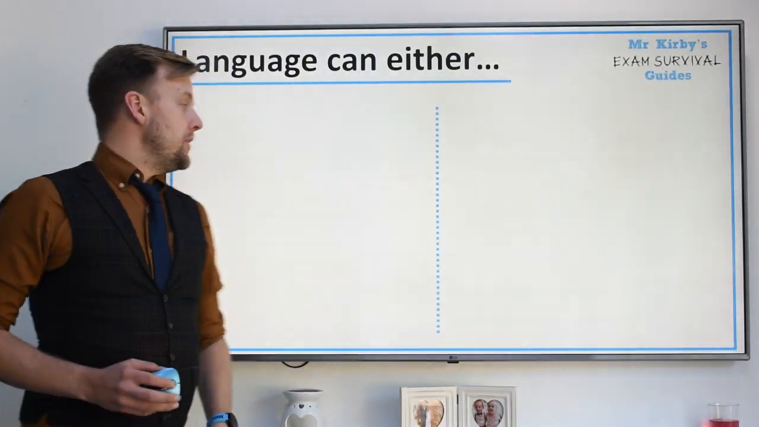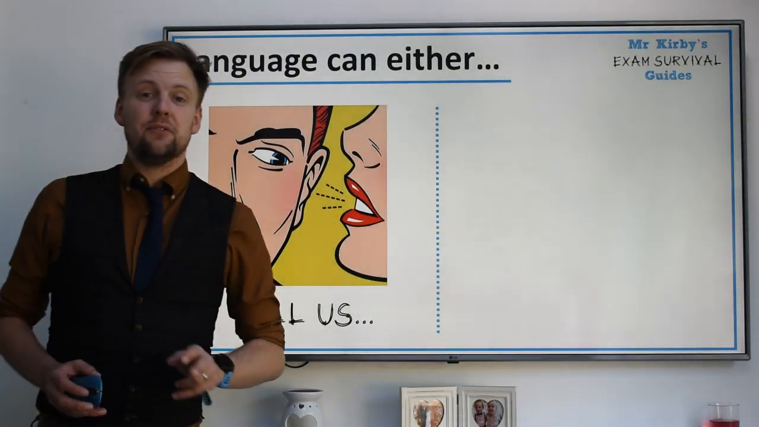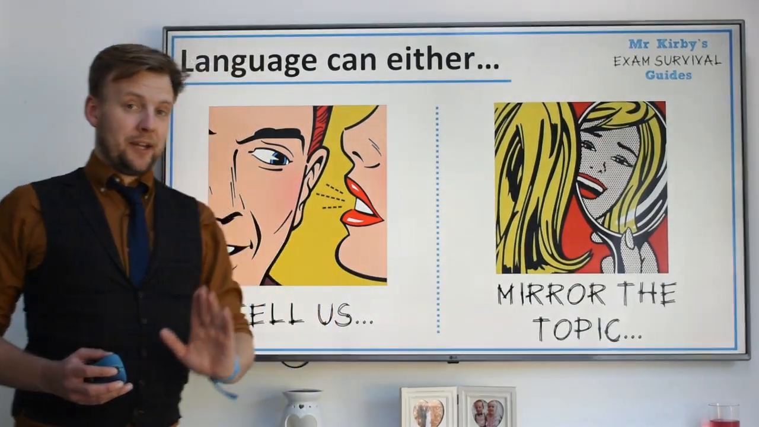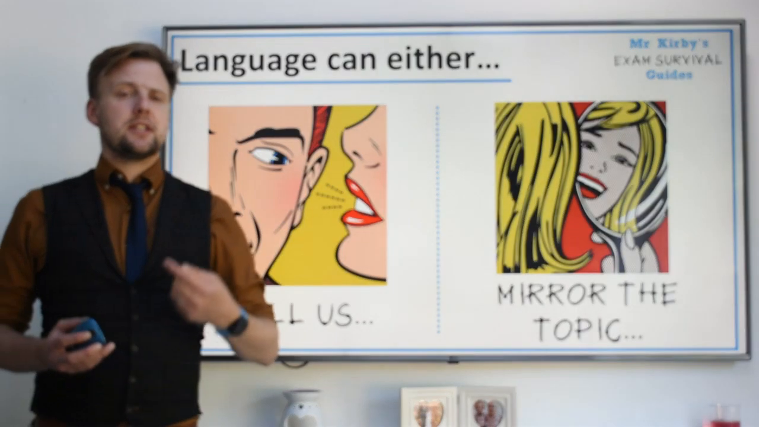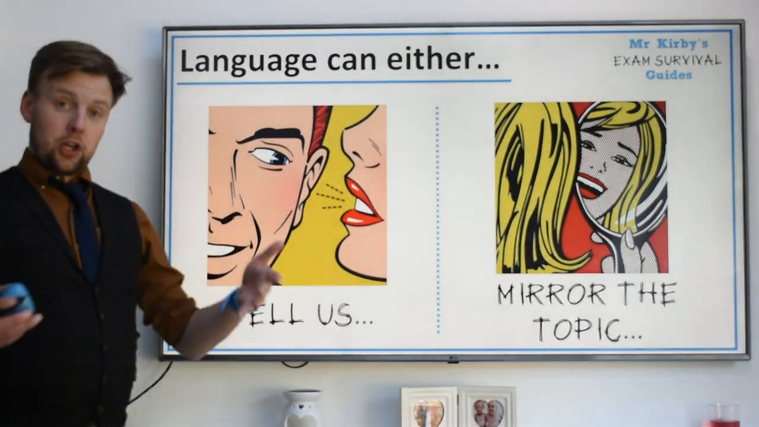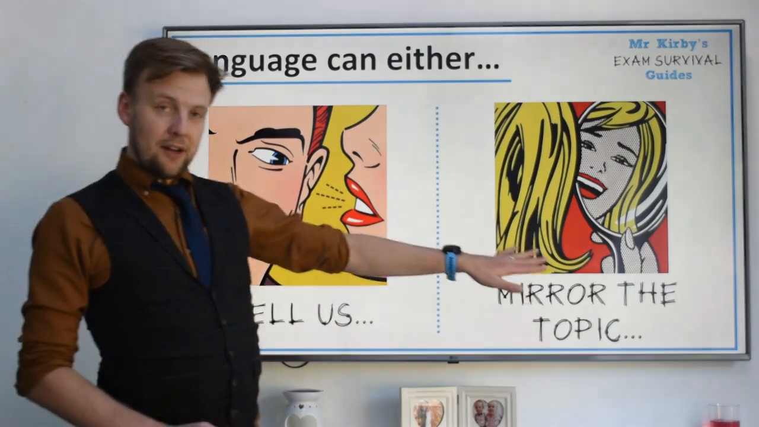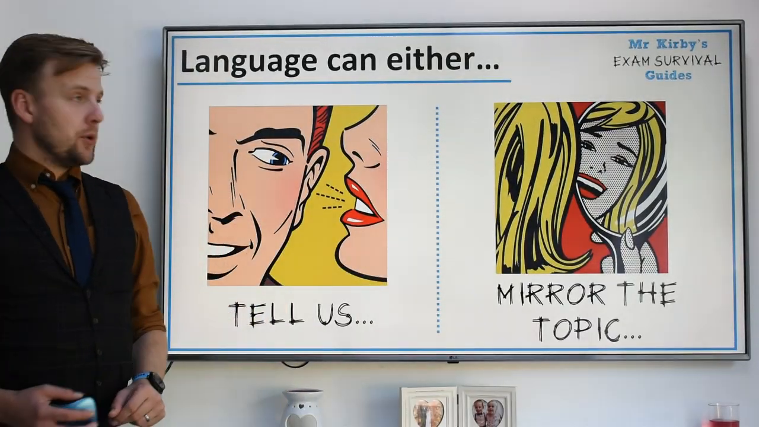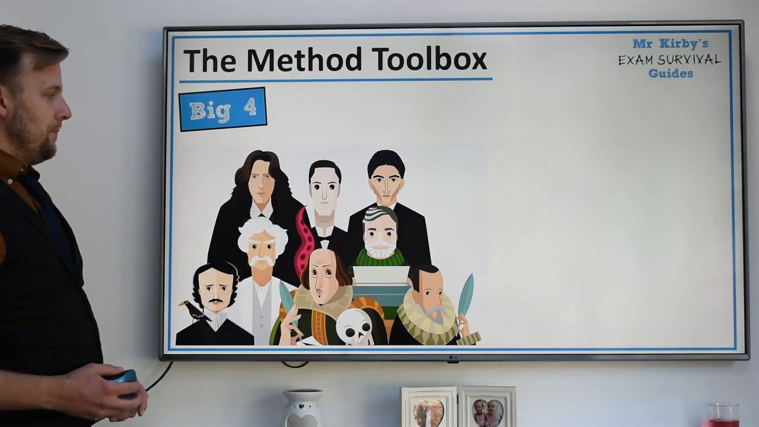Language does one of 2 things. It can either tell us information or it can be like a mirror and reflect the topic. As we go through these 16 devices, you will see how some of them tell us information, like connotations, whereas others mirror what is going on, such as sentence types, okay? We'll come back to that more.